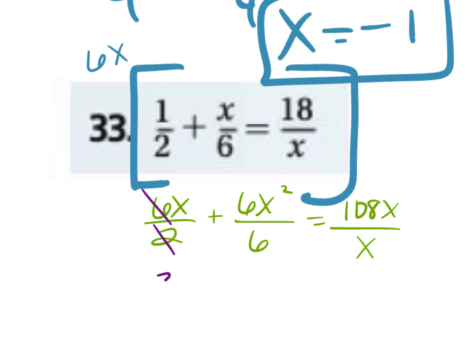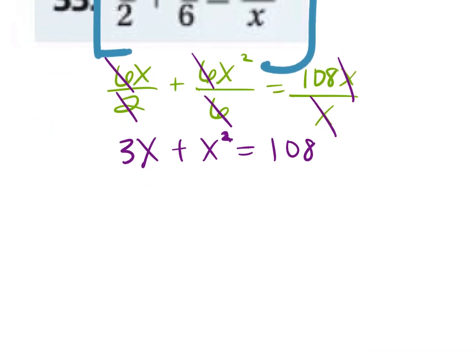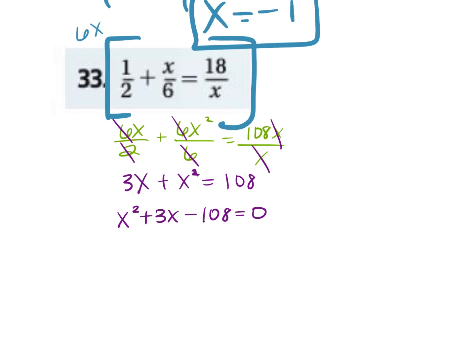6 over 2 is 3X. 6 over 6 is X squared. And then this is 108. So on this one, you're going to rearrange: X squared plus 3X minus 108 equals 0. How do you solve a quadratic? You can do the quadratic formula every time. If it's factorable, you could also factor. Is this one factorable? Yeah.